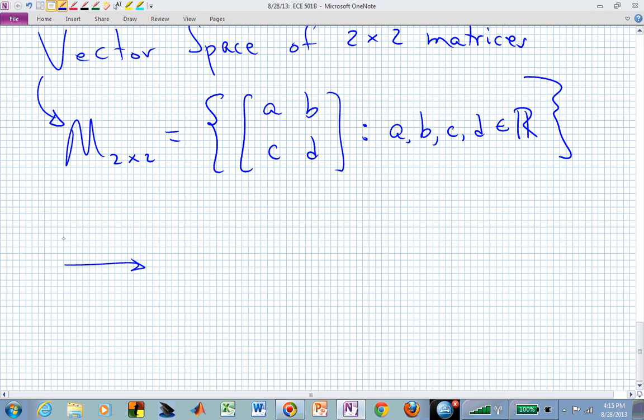We could also say that that corresponds to, or is the same as, what? What sort of vector might we think of if we now had this 2 by 2 matrix A, B, C, D? What kind of a vector would that look like?